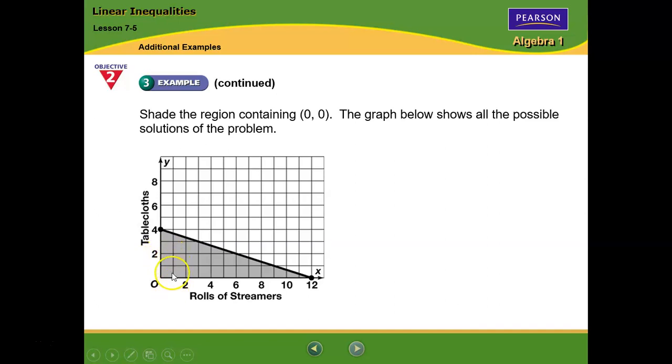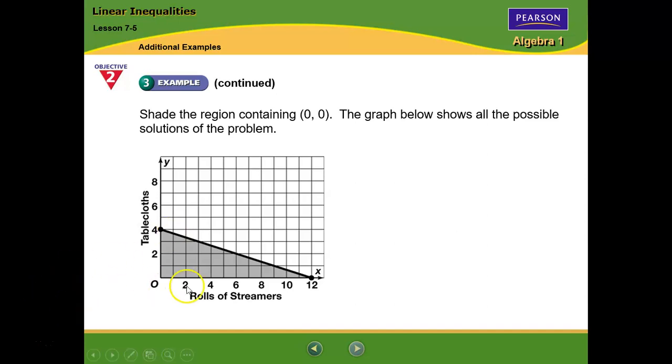Or we could buy 1 roll of streamers and 2 tablecloths. We could say 1 roll of streamers and 3 tablecloths. Now we couldn't say 1 roll of streamers and 4 tablecloths, because that point would be right there, and that is no longer below the line, it is above the line. So 1 roll of streamers and 4 tablecloths would not work. You would be able to check that by substituting that ordered pair back into the original inequality, and you would see that it wouldn't be true.